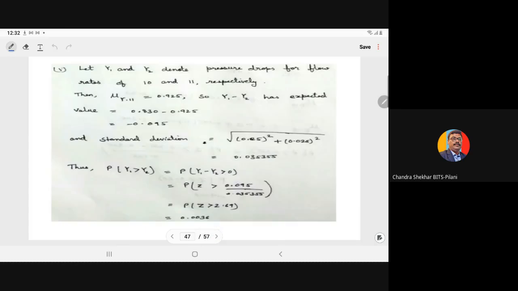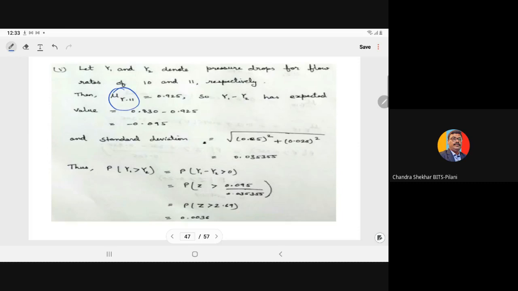So in this question, we assume let flow rate when drop is 10 inch be y1, and flow rate when pressure drop is 11 inch be y2. So let y1 and y2 denote the flow rate for pressure drop of 10 and 11 respectively. It is given for mu y at x is equal to 10, already we have computed as 0.830. And in the same fashion, when we compute for x is equal to 11, mu y at x is equal to 11 will come 0.925.